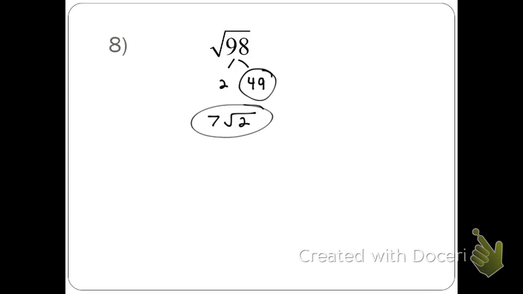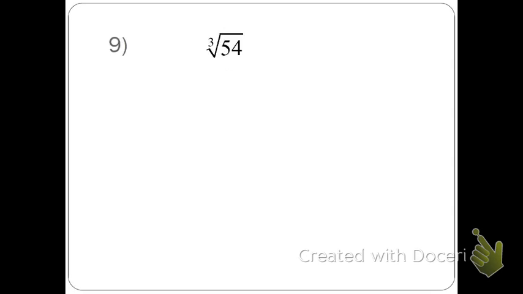Again, you're not going to see me breaking it up and circling pairs. If you want to do that, that's fine. Okay? I'm going to teach you like a man. All right, here we go. Or a woman. There we go.